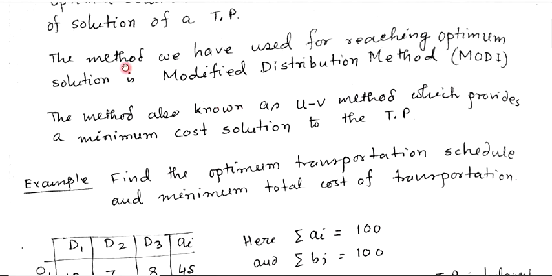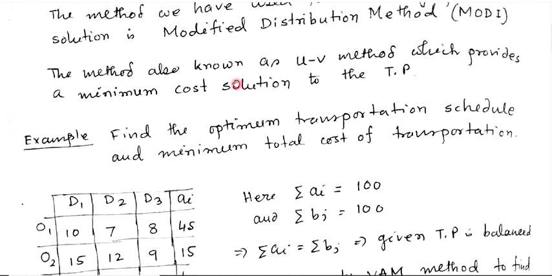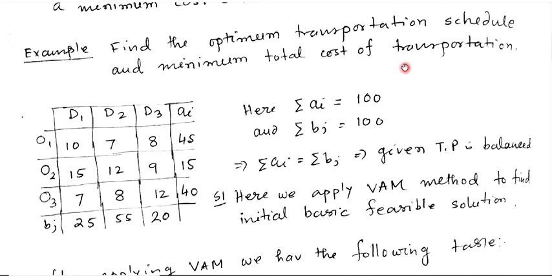We have already discussed that for the optimality test we have two methods. One is the stepping stone method and another is the modified distribution method. According to our syllabus, we will apply the modified distribution method for the optimality test. This method is also known as the UV method, where the dual variables u and v are used to provide a minimum cost solution to the transportation problem.